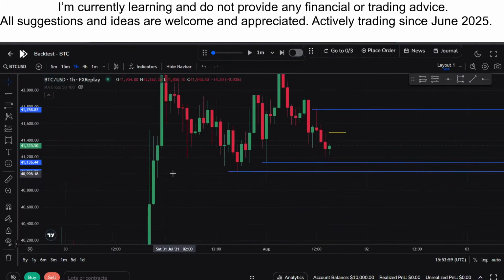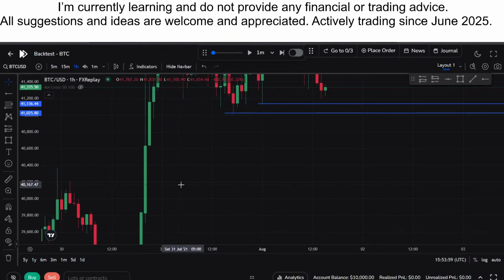Okay, so in the 1 hour candle, we can see that there is a huge fair value gap.